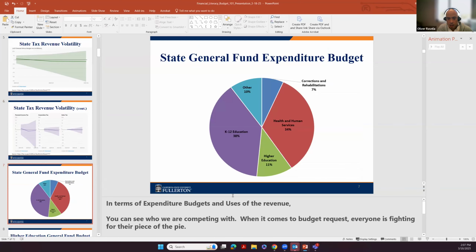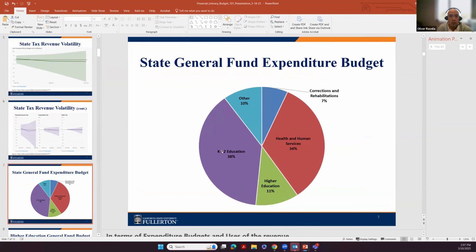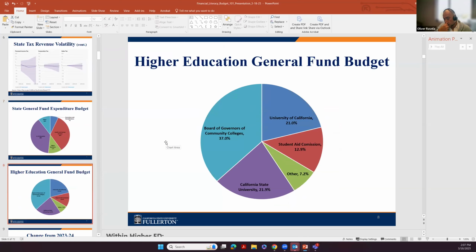So this slide is a display of the state general fund expenditure budget. As you can see, the largest portions of the state's budget are in health and human services, K through 12 education, followed by ourselves at this green slice, higher education. Of that green slice, California State University is roughly 21.9% of the higher education budget, very similar to that of the University of California.